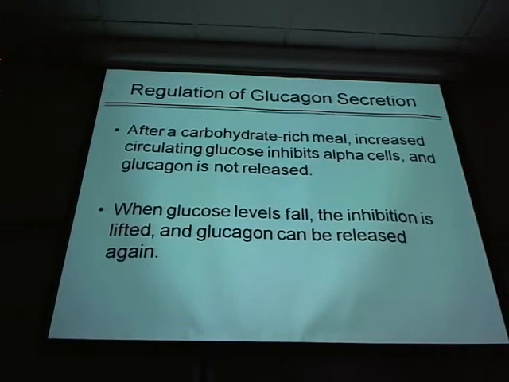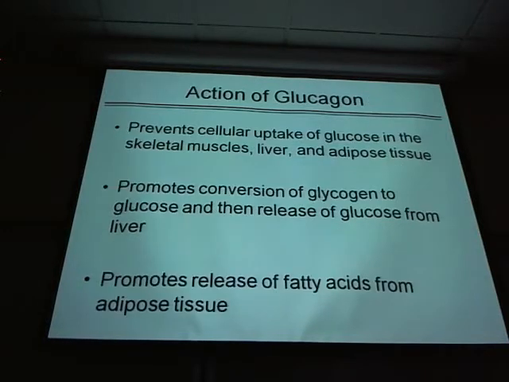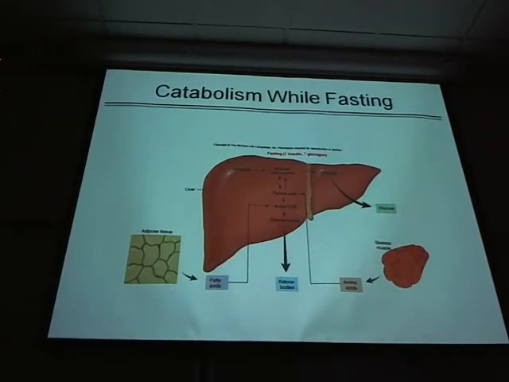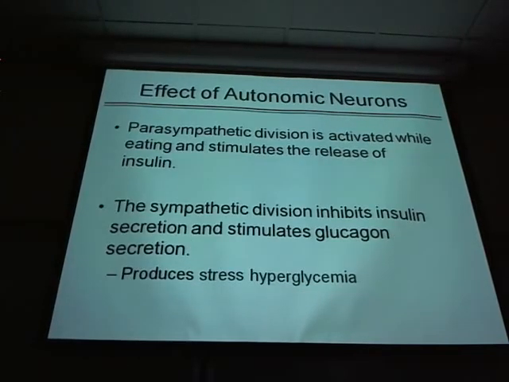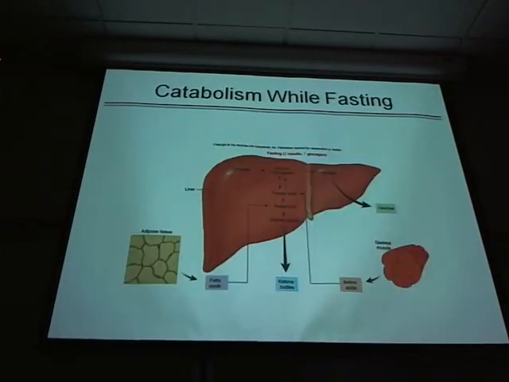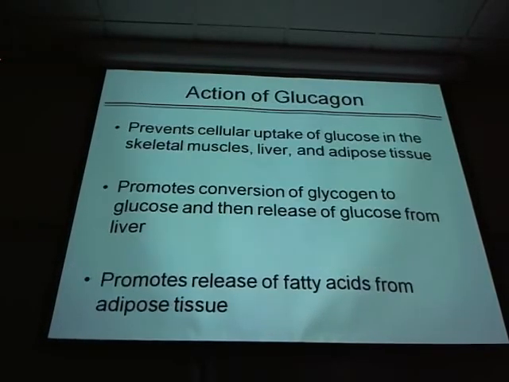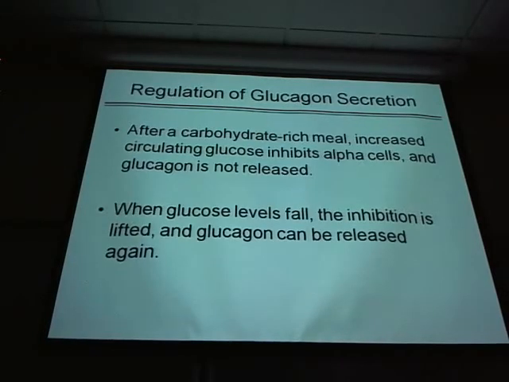Regulation of insulin secretion. After a carbohydrate-rich meal, increased circulating glucose inhibits alpha cells, so glucagon is not released. It activates the beta cells. Promotes. Let's see where we're going. The slides of these words. Are they from the text? Some of them are from the text. They're from the slide. It's from the instructor's part of the text.